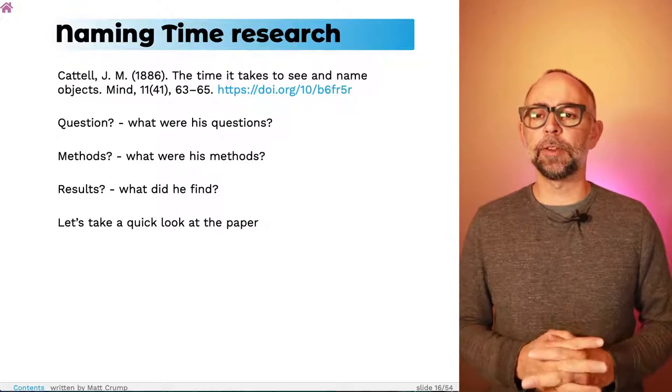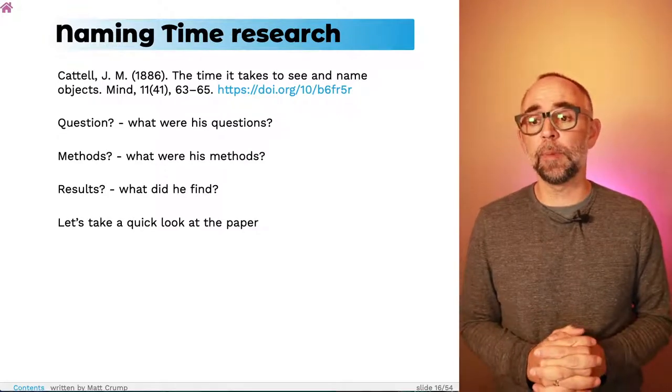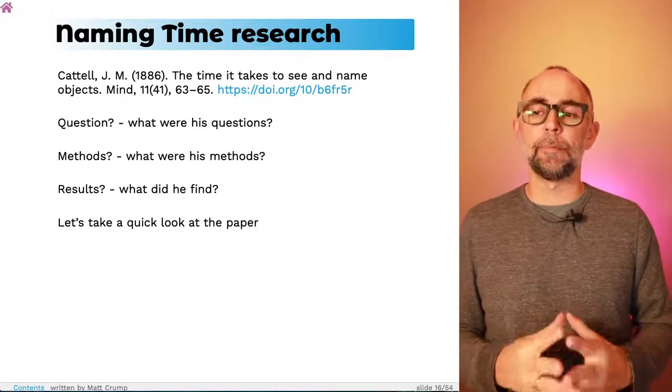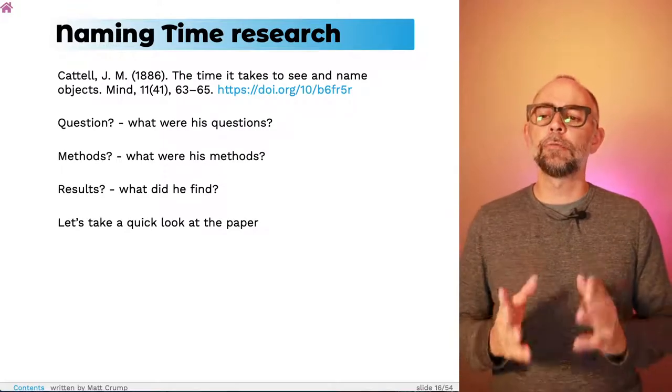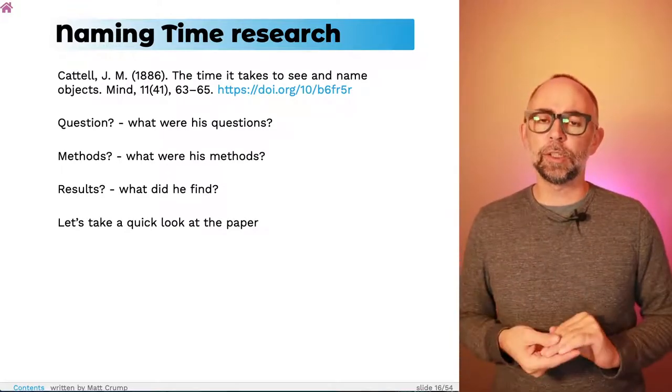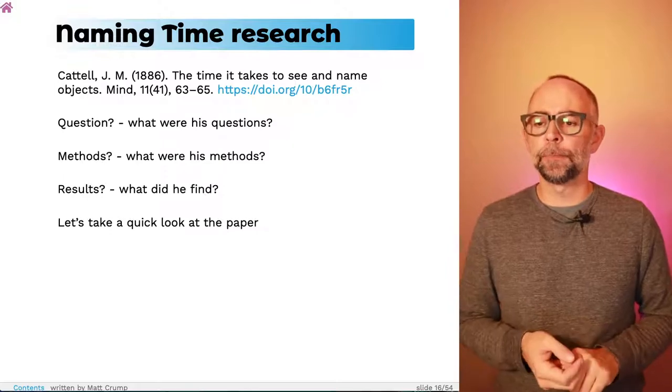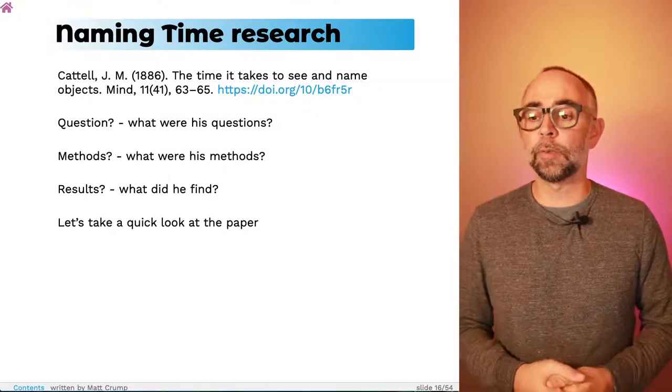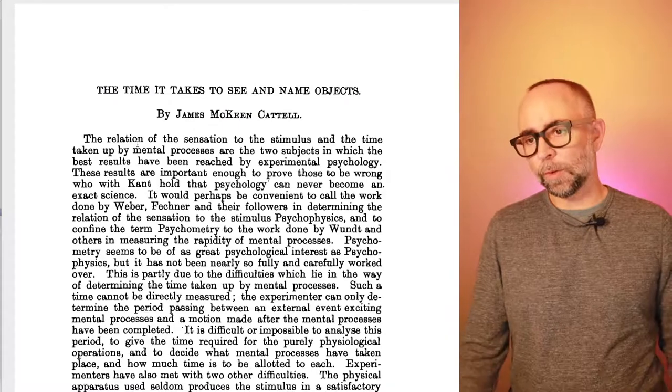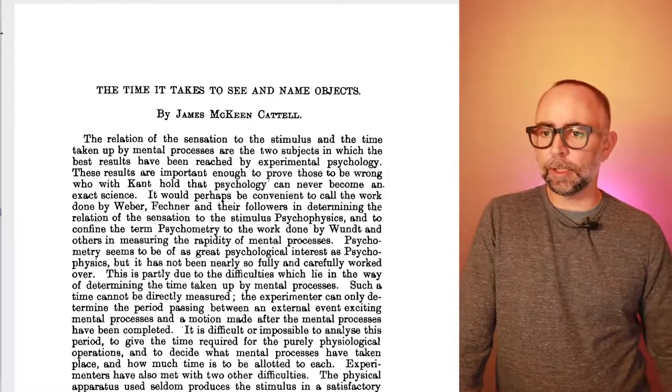Here's a paper titled "The Time It Takes to See and Name Objects." It was published in a journal called Mind. We're going to review what his basic questions were, what his methods were, and what the results were. What did he find? If you're wondering what a paper from 1886 looks like, here it is.